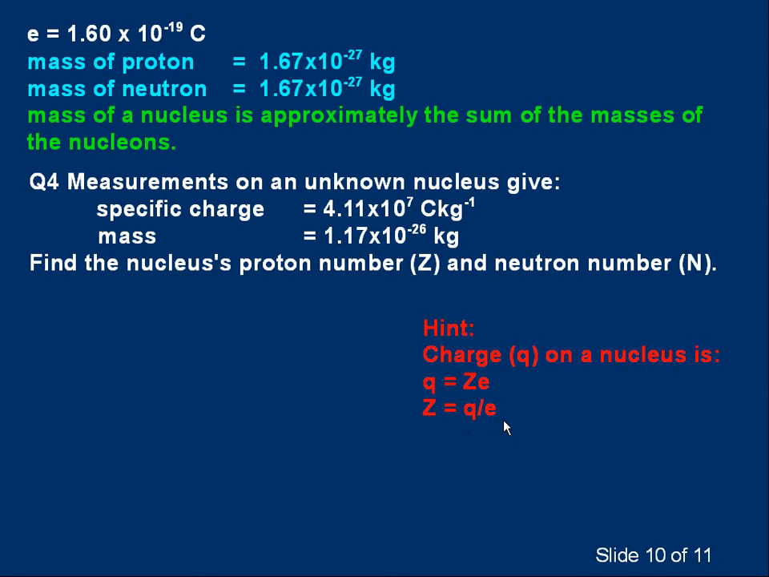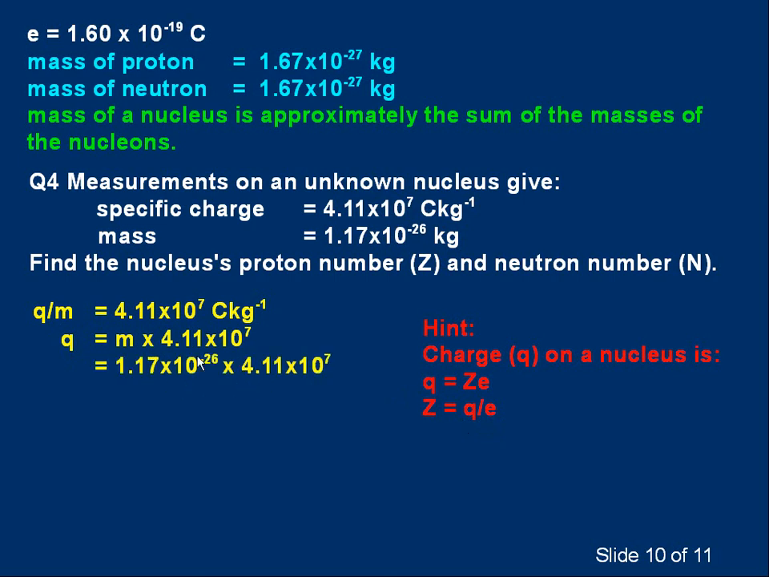Let's go through the solution. We're told that the charge to mass ratio, the specific charge, is 4.11 times 10 to the 7 coulombs per kilogram. Let's rearrange that to get an expression for the charge. Q is going to be the mass times the specific charge. Well, I know both of those values. I'll multiply the mass, 1.17 times 10 to the minus 26, by the specific charge, 4.11 times 10 to the 7, and that gives me the charge on the nucleus, 4.81 times 10 to the minus 19 coulombs.